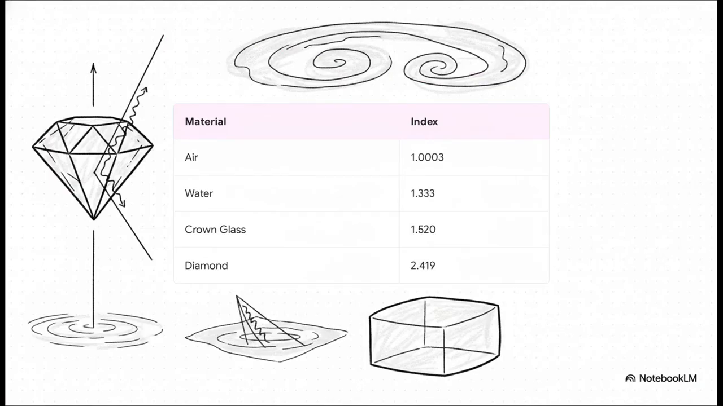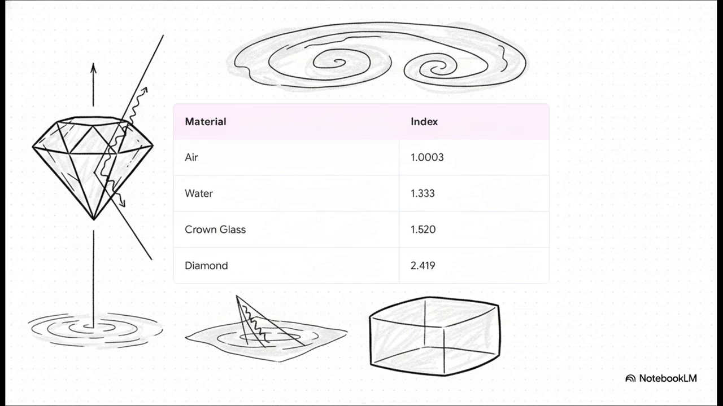Section 4, how materials affect light. Now, different transparent materials have entirely different properties. We measure this using a value called the index of refraction. Basically, the higher the number for the index of refraction, the slower light travels in that specific material. For instance, air has an index very, very close to 1, meaning light travels almost at its maximum speed. But consider a diamond. Its index is a whopping 2.419.